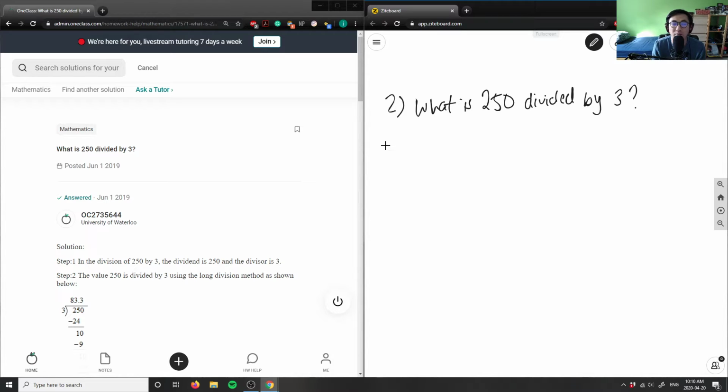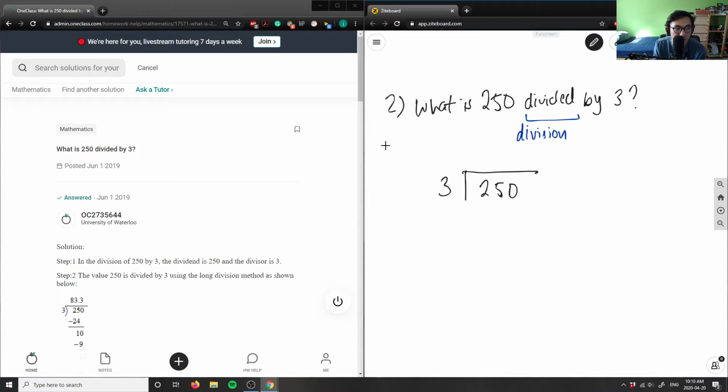So what we have to do is we have to do a long division method, right? It's 250 divided by 3. Divided means that here is division, right? We are doing the operation of division. So we have 250, which here is the dividend. So the dividend goes inside this bracket kind of here, and the divisor is 3, right? And we're trying to find the answer, which is the quotient. So how do we do long division?